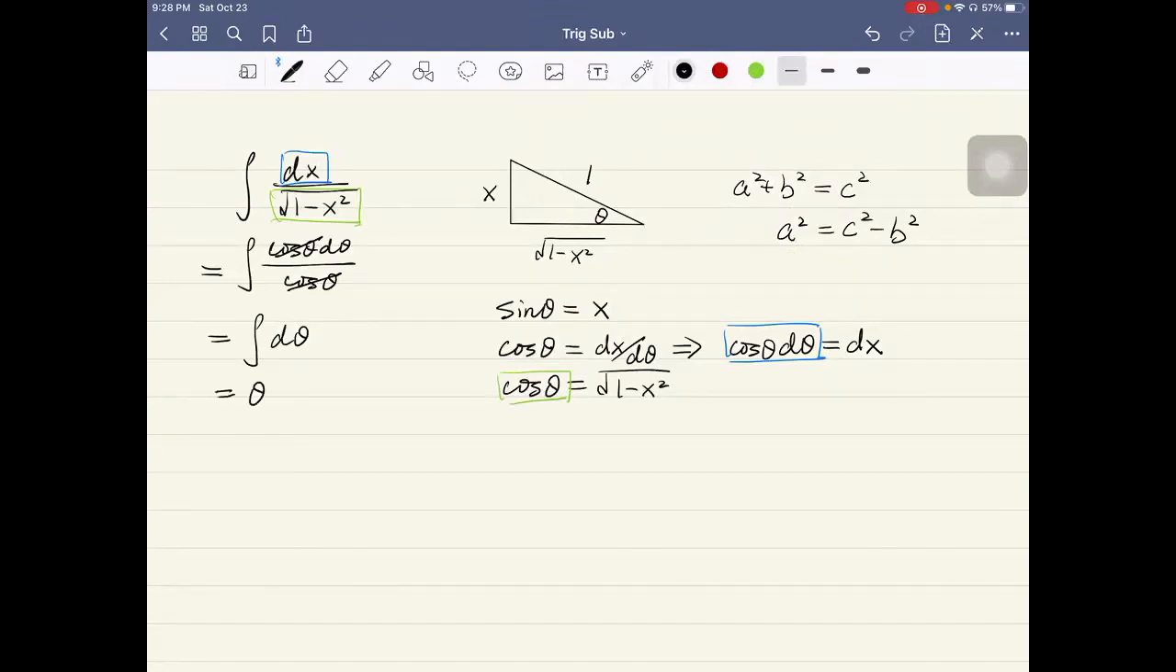And of course, we're going to change it back to x. How do we change it back to x? Well, we know x is just sine theta. So theta is equal to arc sine of x.